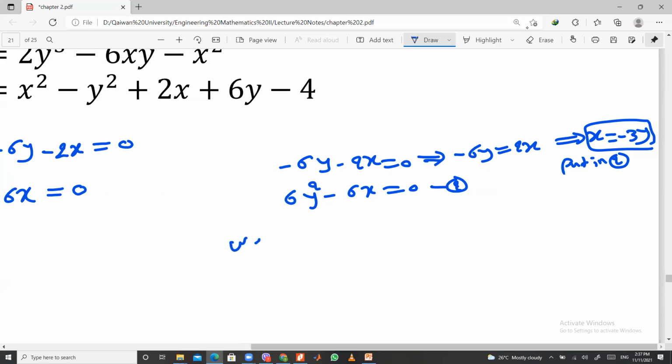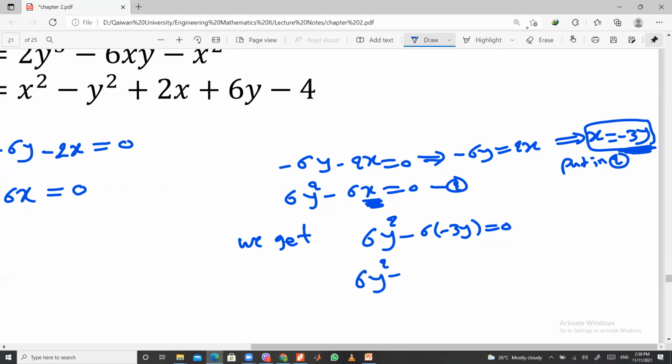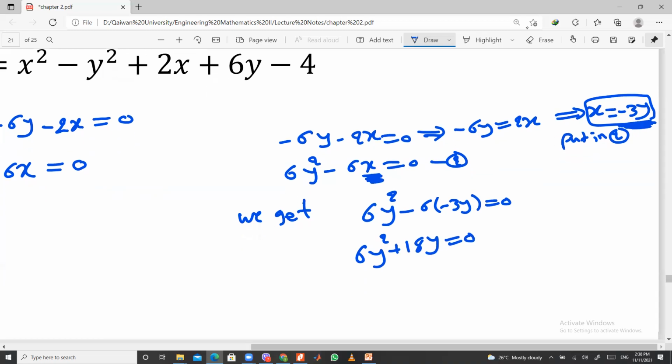If you put minus 3y for x in the second equation, what do you get? We get 6y squared minus 6, where we replace x by minus 3y, equals 0. Now, minus 6 times minus 3 is plus 18. We get 6y squared plus 18y equals 0.